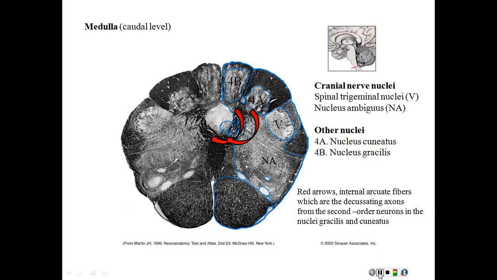So below this level, it was the dorsal columns, and above it, we call it the medial lemniscus. So we get those two names that put together to describe this particular pathway.